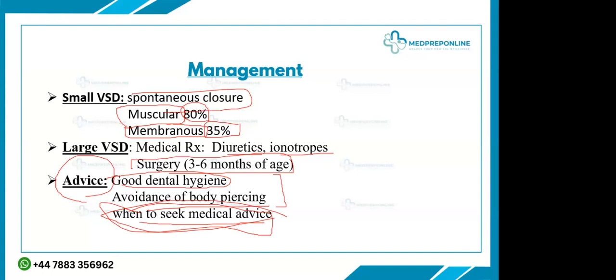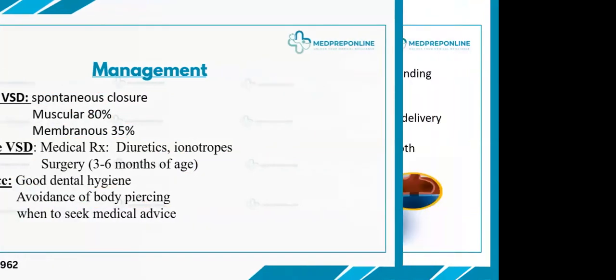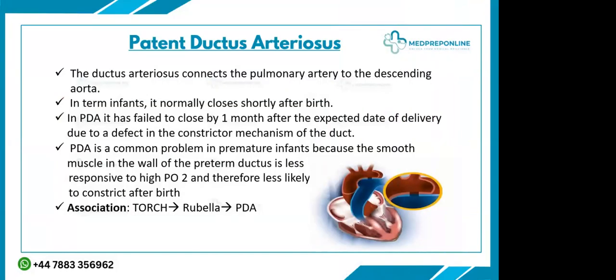and symptoms of infective endocarditis: there will be prolonged fever, and the baby will be lethargic, with poor feeding and many other things. We will see the other signs and symptoms of infective endocarditis in the next slides. You need to tell them to maintain good dental hygiene, avoid body piercing, and when to seek medical advice. Among them, you need to tell them about the signs and symptoms of infective endocarditis and heart failure. So this concludes the VSD.